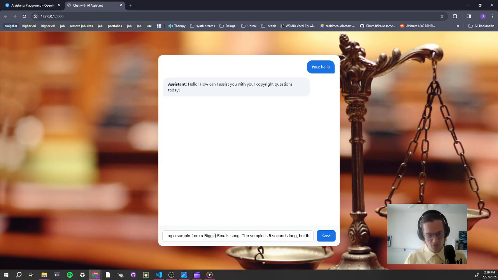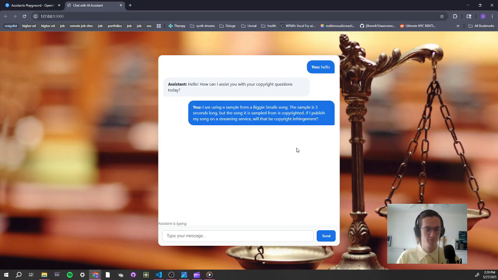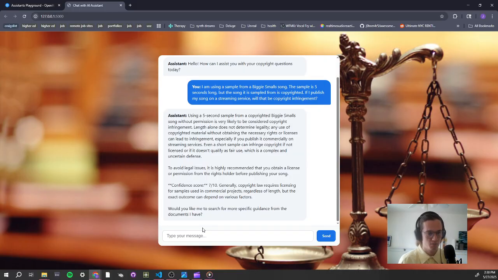but the song is sampled from is copyrighted. If I publish my song on a streaming service, will that be copyright infringement? So it's typing, it's letting us know that it's sort of thinking about the answer that it's about to give.